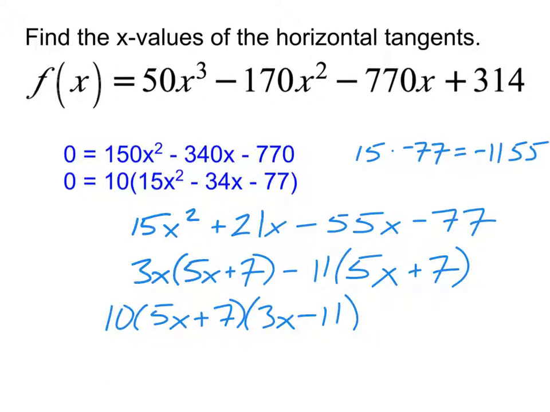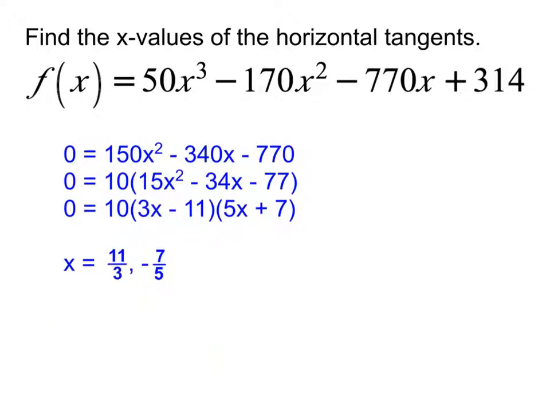The 10 is still hanging out front. We're still solving this set equal to 0. And so then, in order to finish solving it from there, we set each parenthesis individually equal to 0. And when you do that, you should end up with answers of 11/3 and negative 7/5. Yes, you could turn them into mixed numbers. Yes, you could turn them into decimals. But fractions are just fine.